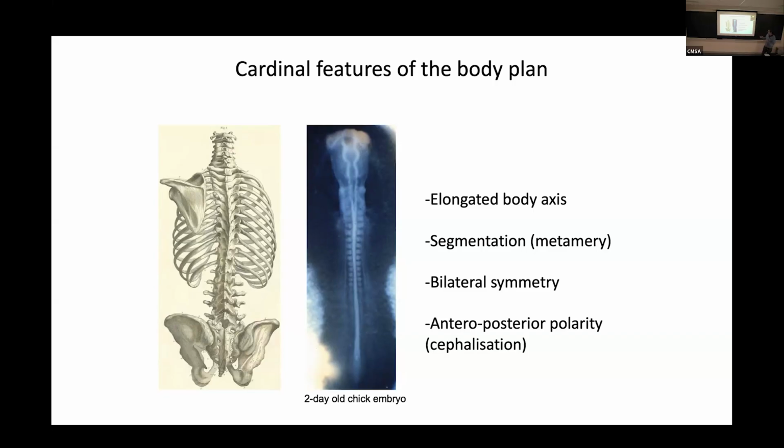And they're established during early embryogenesis. As you can see here, this is a 2-day chicken embryo where you can already see the elongation of the body axis. You can see the segmentation of the future vertebrae, the precursors called somites. You can also see the bilateral symmetry, which is very clear at this stage, and the regionalization.